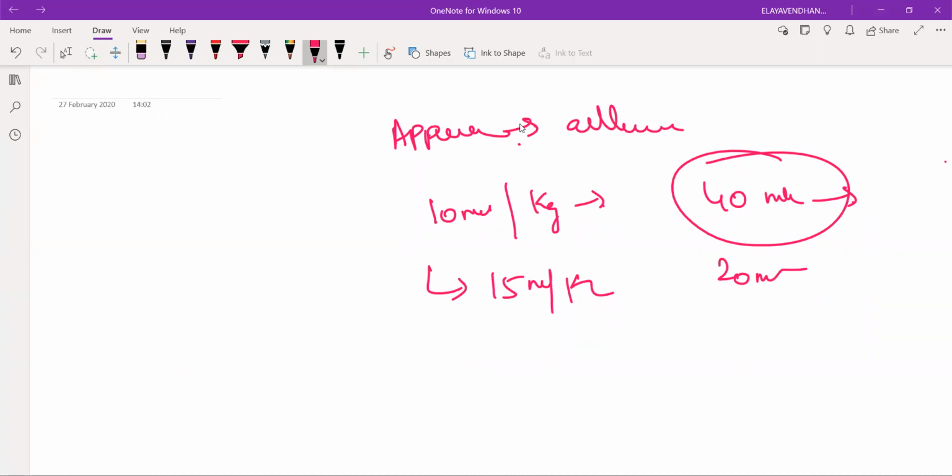Got the point? Yes, sir. Can we not use a cuffed tube? You can use a cuffed tube.